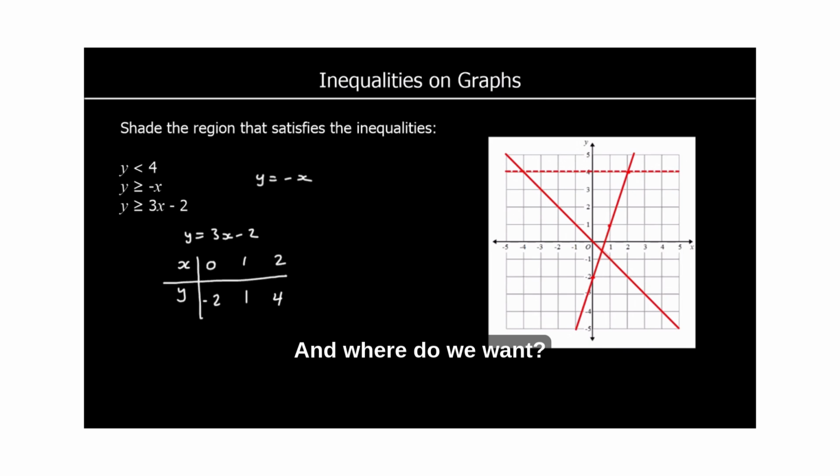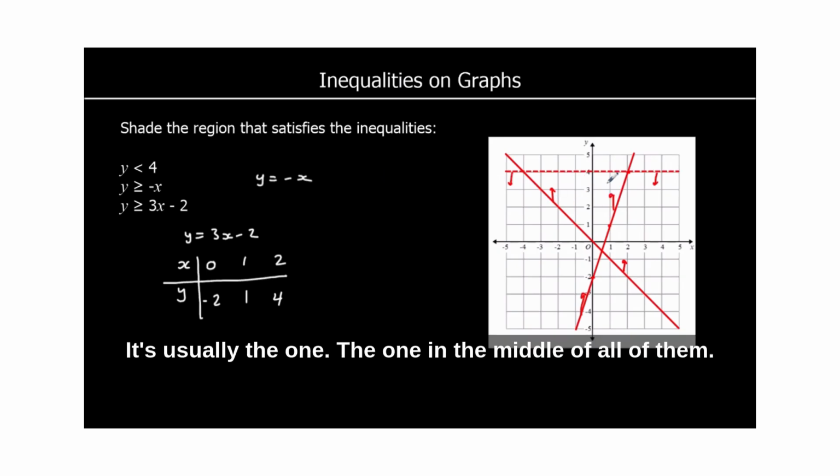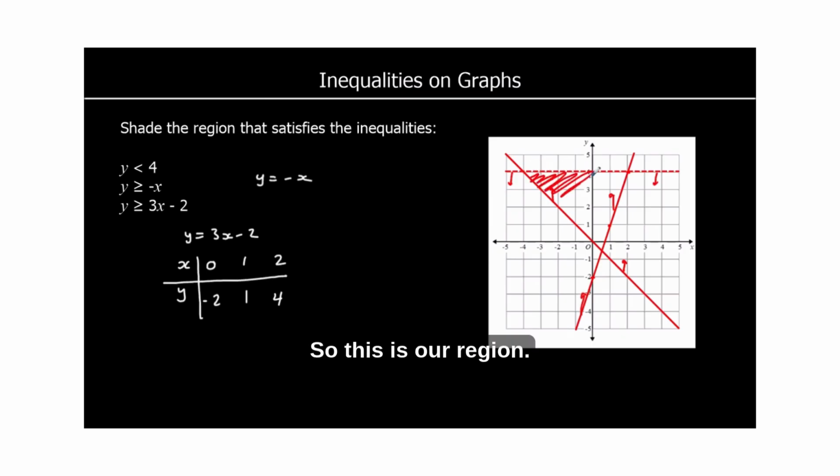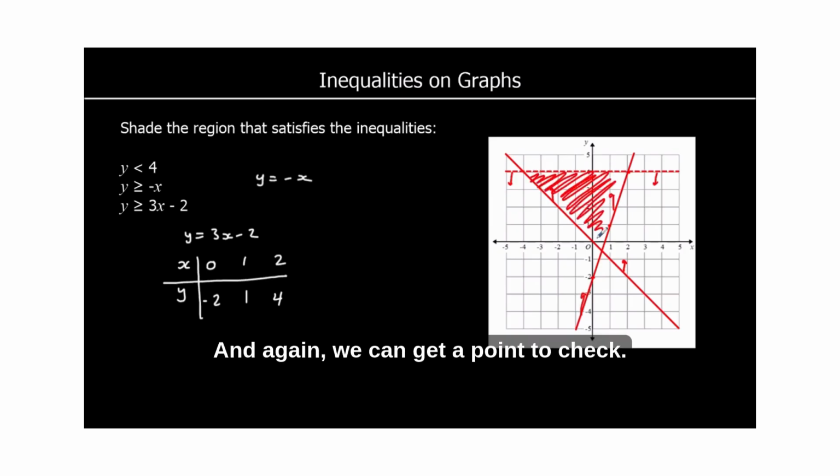And which sides of the lines do we want? So y is less than 4. So that's below that line. Y is bigger than negative x. So above our second line. And y is bigger than 3x minus 2. So above, again, this line. So our region is usually the one in the middle of all of them. So this is our region.